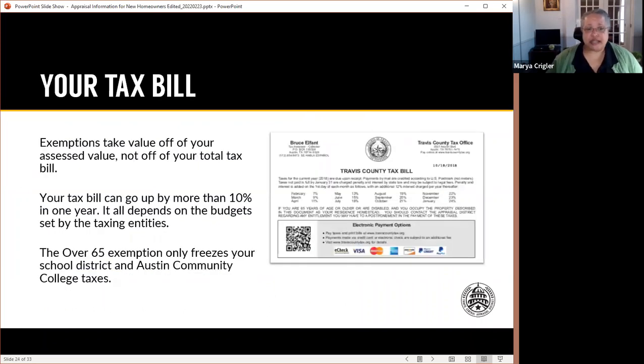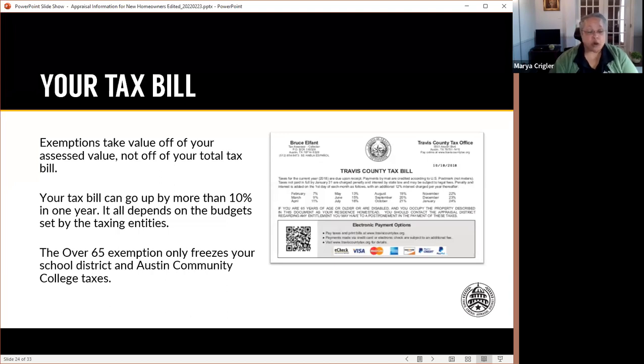After the tax rates are set and everything is calculated, your tax bill will be mailed out to you by the Travis County Tax Office. And again, exemptions take value off your assessed value. They don't take money off of your taxes, your tax bill. That's done at the taxable value side. But that taxable value is used to calculate your taxes. So taxable value times the tax rate equals the amount of taxes that you pay to each taxing jurisdiction.